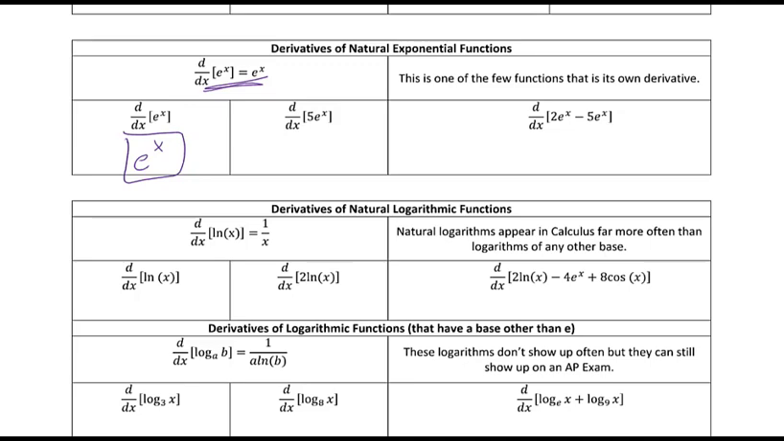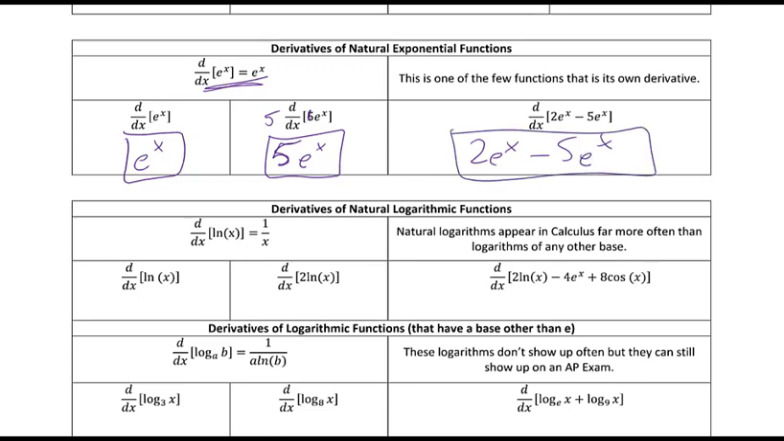Nothing more to it. If you had 5 times it, then it would be growing 5 times as fast, so its derivative would also be 5 times bigger. Okay, this one, 2e to the x minus 5e to the x. The derivative of e to the x stays e to the x.